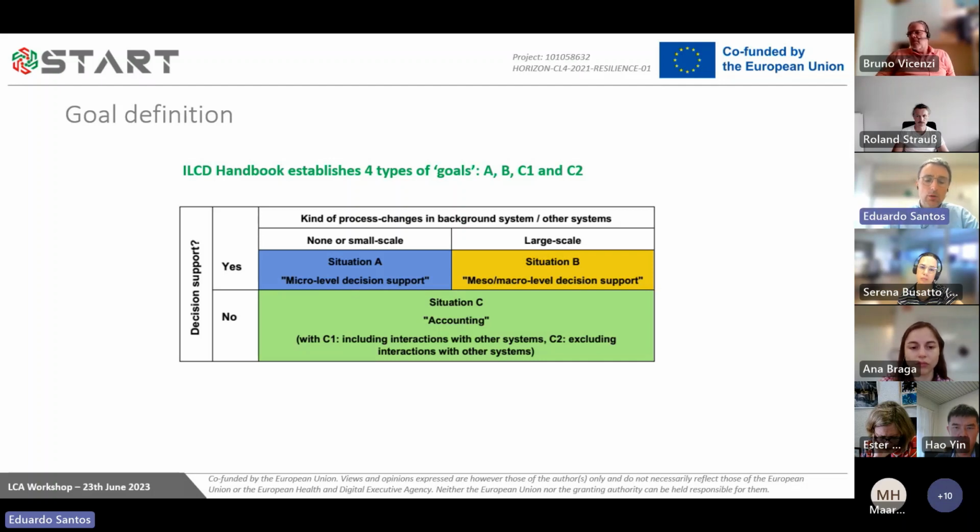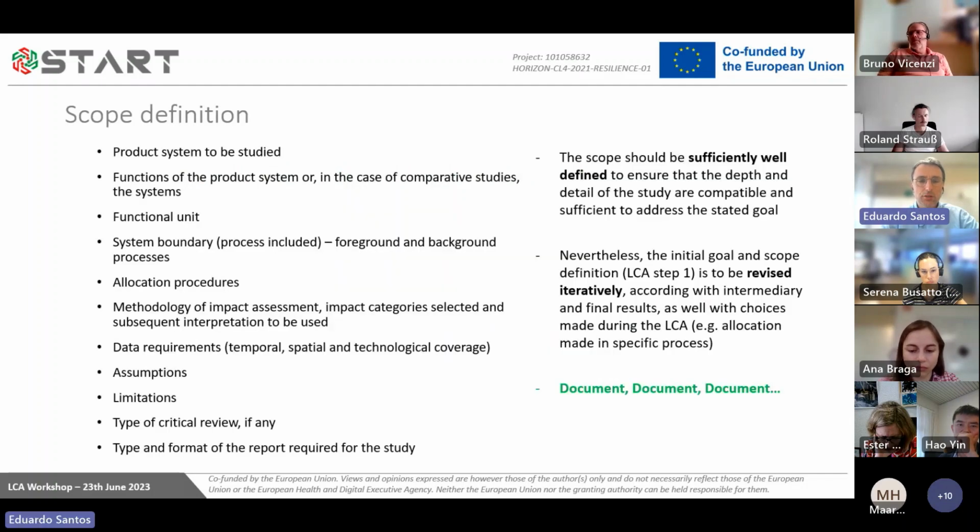or possibly not even to do any decision supporting, just to have a result to account for the impact of the system overall, without trying to intervene within the system itself. So it's just a diagnostic rather than trying to use that diagnostic to make any changes.